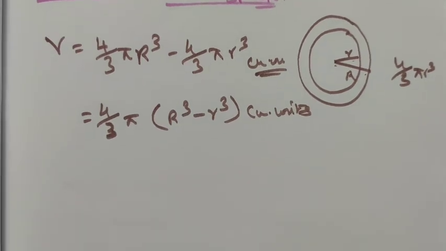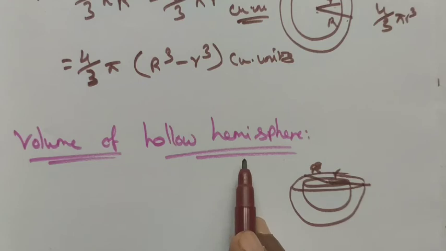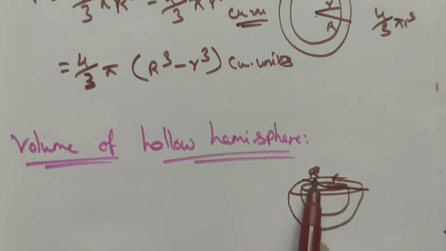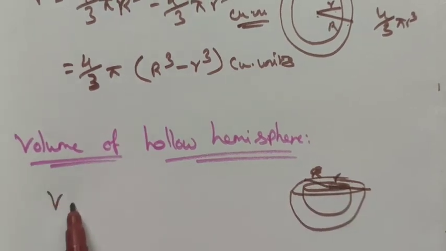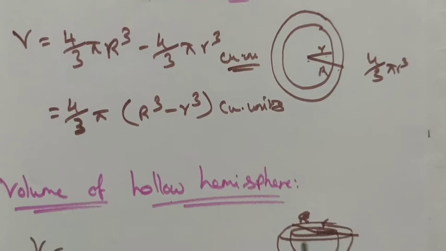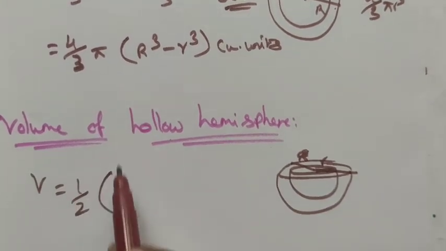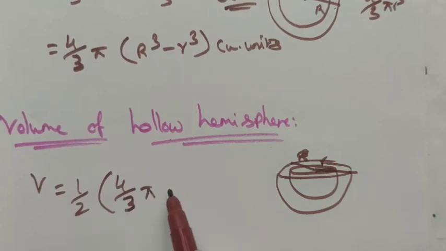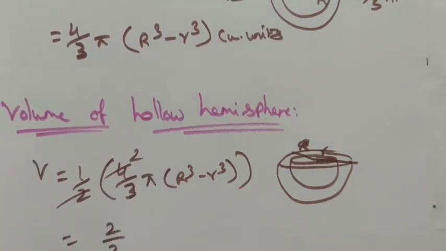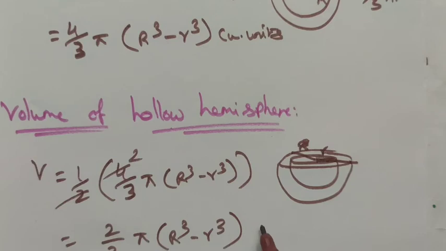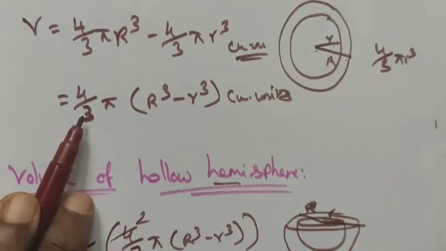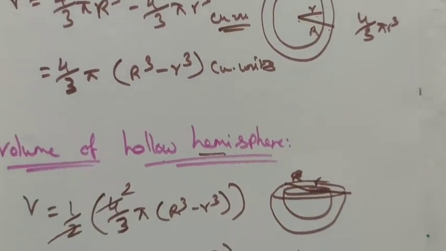Now we see the volume of a hollow hemisphere. The tennis ball is cut into half, so we can see the inner portion. Here the inner radius is small r, the outer radius is capital R, right? Then the volume of the hollow sphere is 4/3 pi, then hemisphere means half of that, half of the volume of the sphere, that is R cube minus r cube. Here the 2s will be cancelled. Then the volume is 2/3 pi into R cube minus r cube cubic units, which is the volume of the hollow hemisphere. Half of the hollow sphere is the hollow hemisphere.